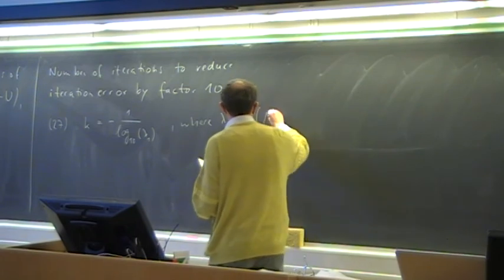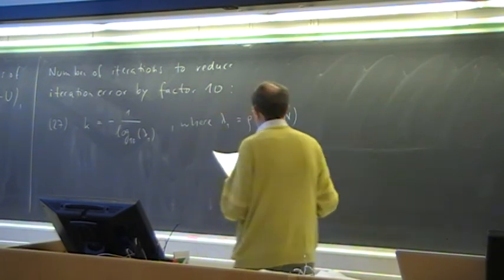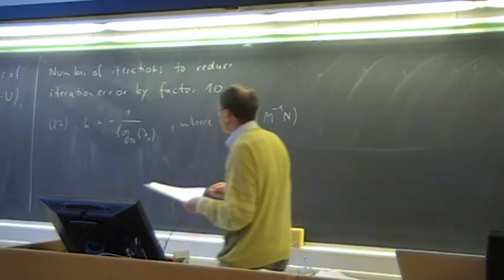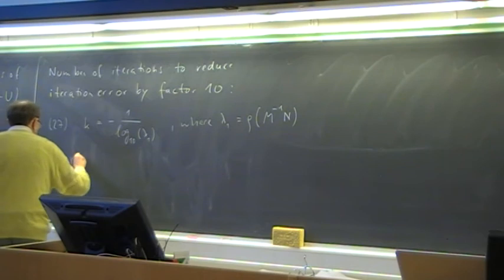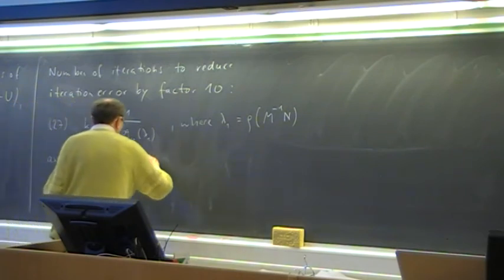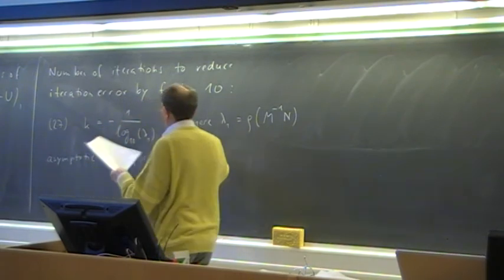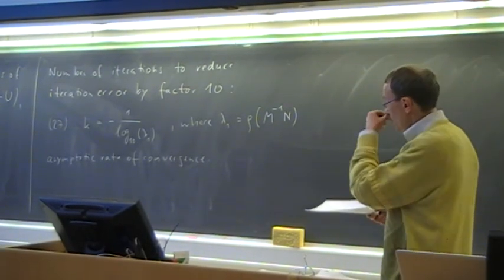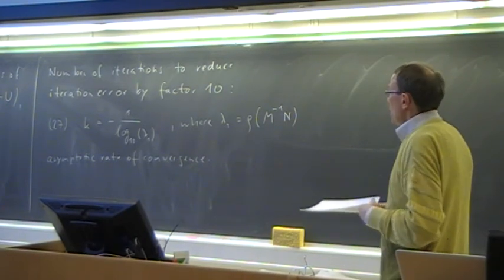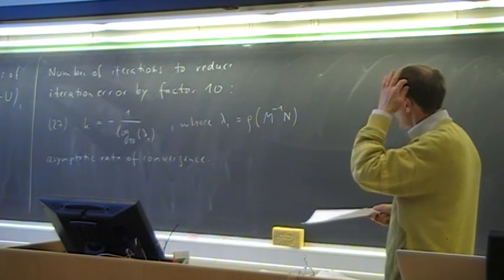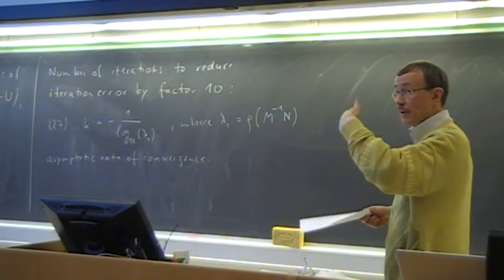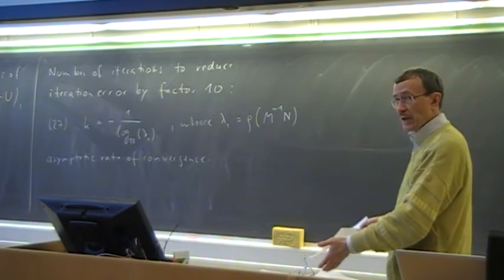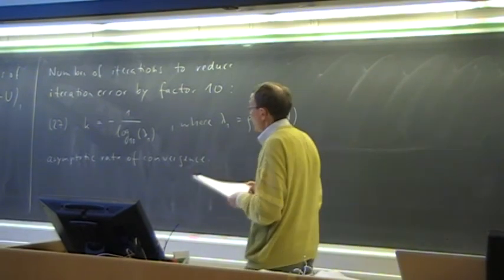The largest eigenvalue of our iteration matrix, M inverse N, is sometimes called the asymptotic rate of convergence. If you want to reduce the error further, you need to go further, with more iterates. If we need k more, we would get another decade, and so on. It depends on how many orders you want to decrease the error. Say you want to decrease it by 8 orders, then you go around 8k.